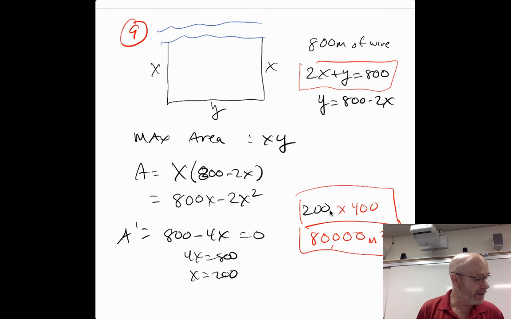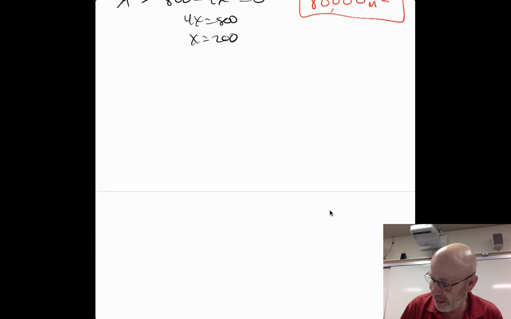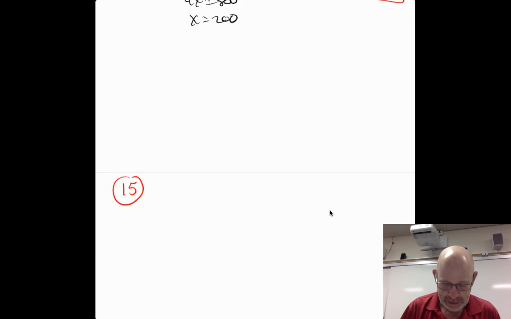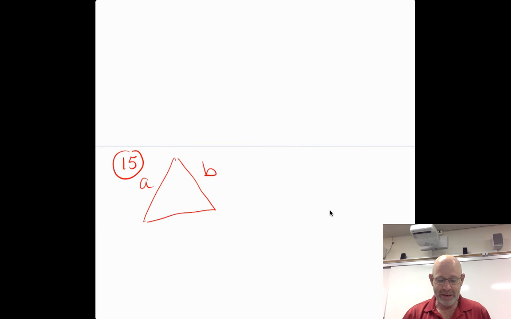That was number 9. Number 15, next, is finding an angle. 2 sides of a triangle have lengths A and B. The angle between them is theta. What value of theta maximizes the triangle's area? Hint. So this is a nice little trick. 1/2 AB sine theta. This is an area.